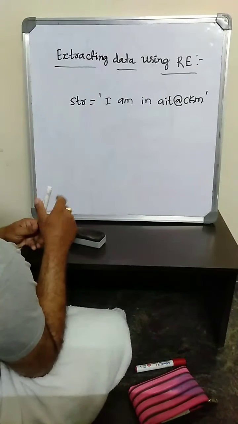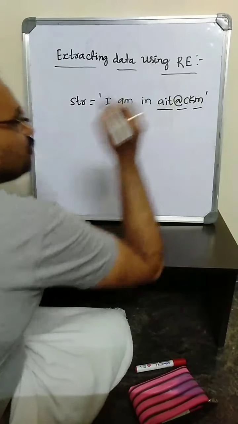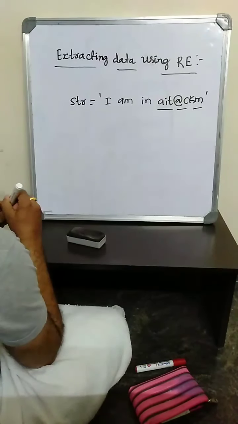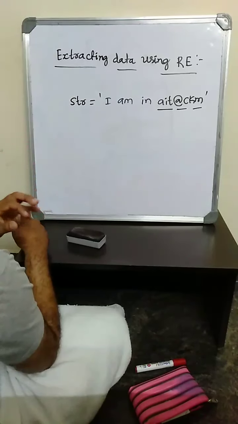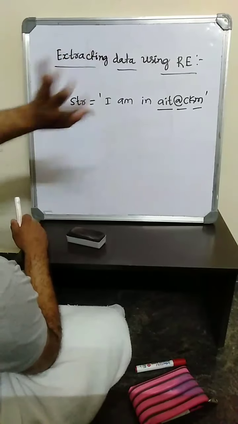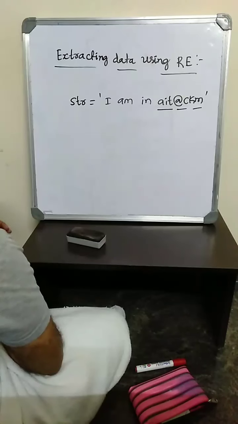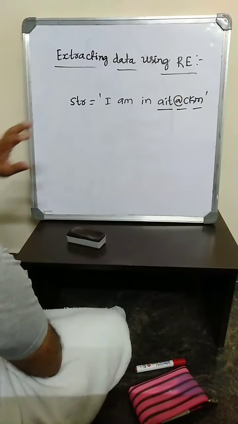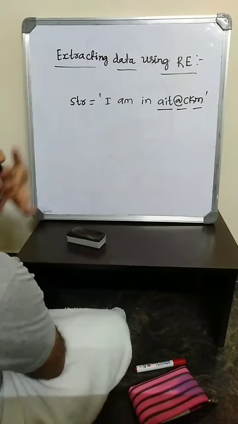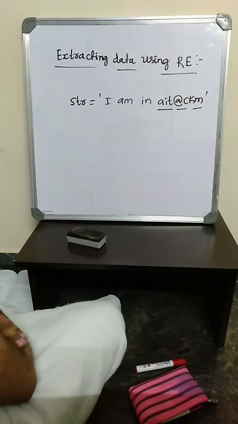If I want to extract only AIT at CKM, it is possible by extracting the given data with the help of regular expressions. You can extract data by making use of regular expressions. Here I have considered one kind of example: str is equal to, I am in AIT at CKM. I am interested in only extracting AIT at CKM. I don't want the I am in. Only AIT at CKM.